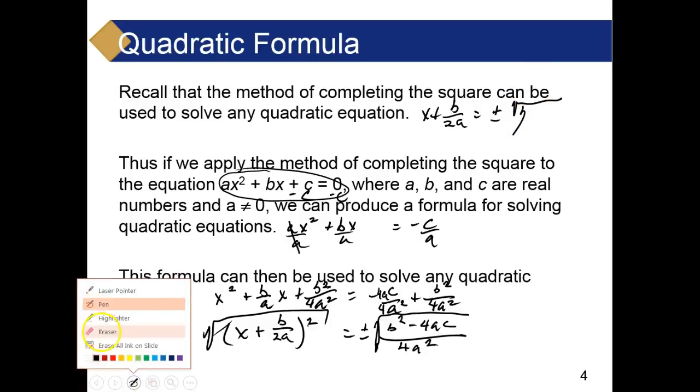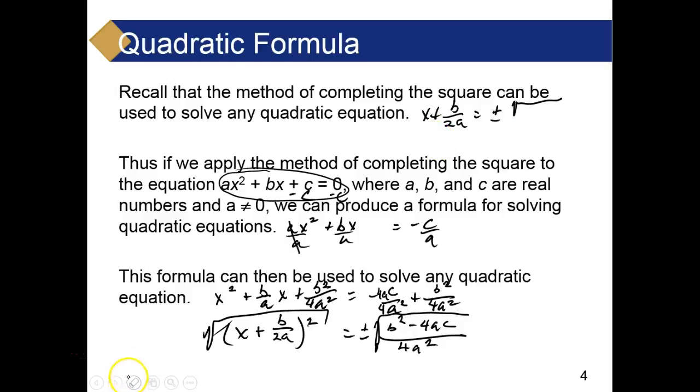Okay, sorry about that. My thing just dropped on me. Been doing so well. b squared minus 4ac, that's the numerator. That denominator, though, is a perfect square itself, isn't it? So square root of 4a squared would be 2a. Very nice. All right. Now, what's the last thing we got to do? Solve for x.